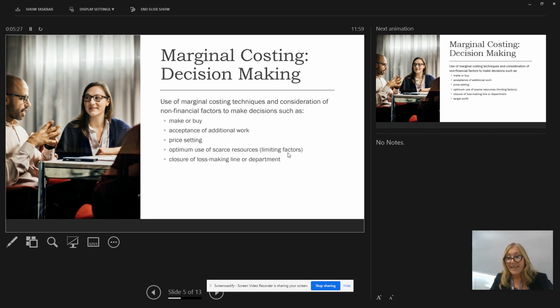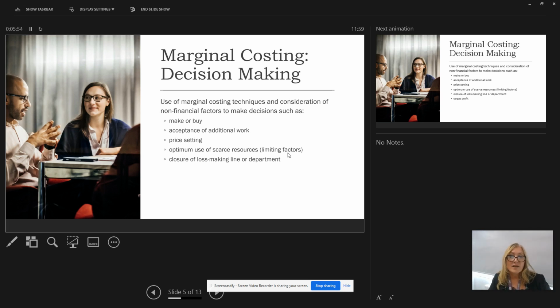Closing a loss-making line or department, again, something to be careful about if we use marginal costing to make those decisions. We're not taking overheads into account. So if we close a loss-making line or department, how have the overheads been shared out? Is it really making a loss? And remembering that if you do close that department, you're going to be losing all of that contribution, which is contributing towards the overheads of the business, the fixed costs.